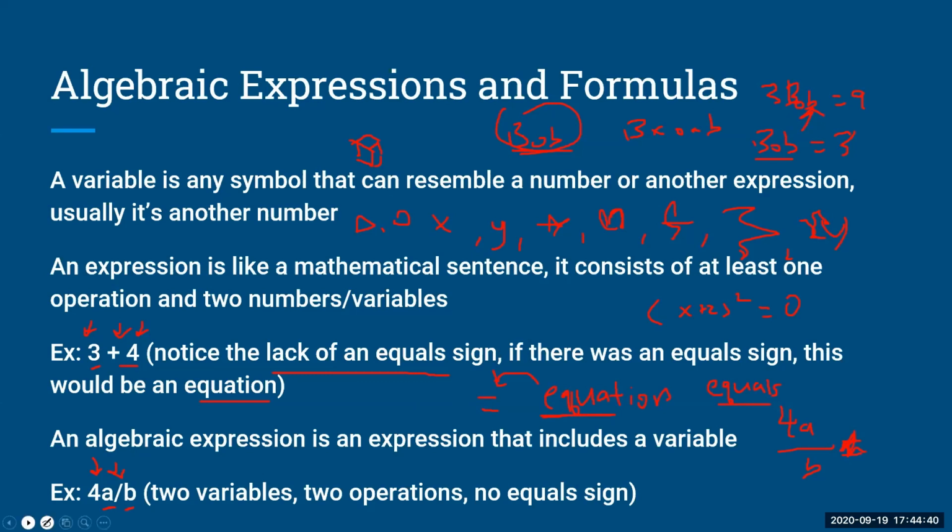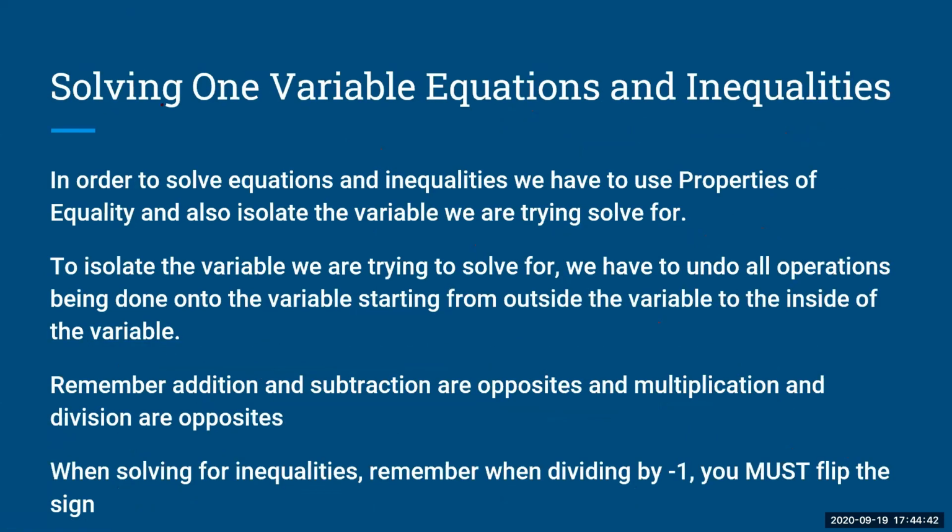All right, let's move on. Solving one variable equations and inequalities. So you've got to use the properties of equality to isolate a variable, and you've got to isolate the variable when you're solving for equations and inequalities. So let's do an example. I don't know, like 4x plus 3. Okay, we'll do 4x plus 3.